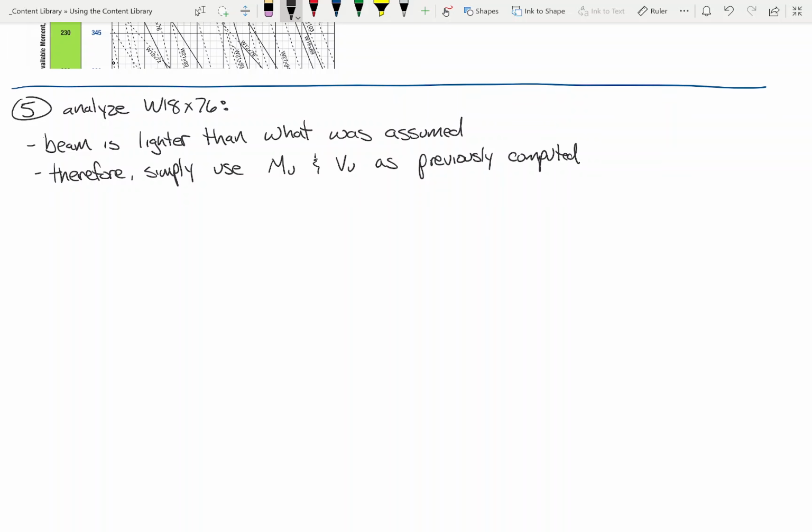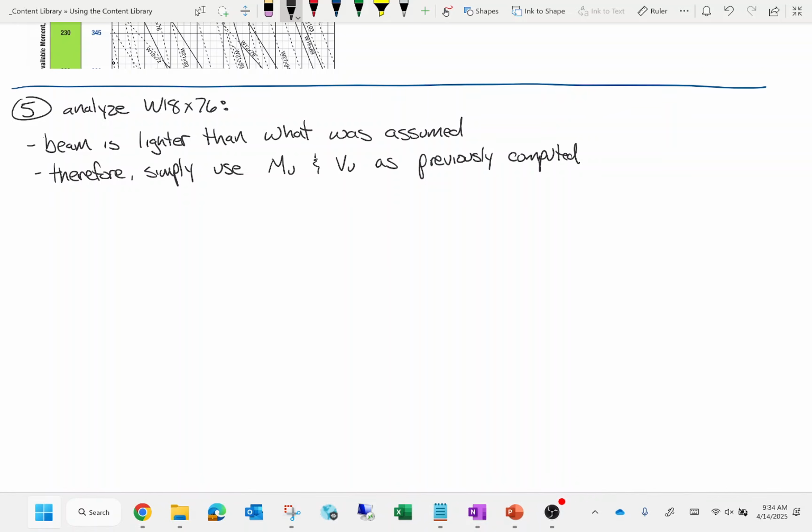I know there's folks out there who say you might as well go ahead and update it. And if we were spreadsheeting these calculations, I would update it. But just doing it by hand, I'm not going to worry about it. Okay. All right. So how do we analyze a W18 by 76 to determine its flexural capacity? If I want to determine how much moment capacity it has, what's the first thing I need to figure out? Which zone it's in. Okay, so let's do that first.